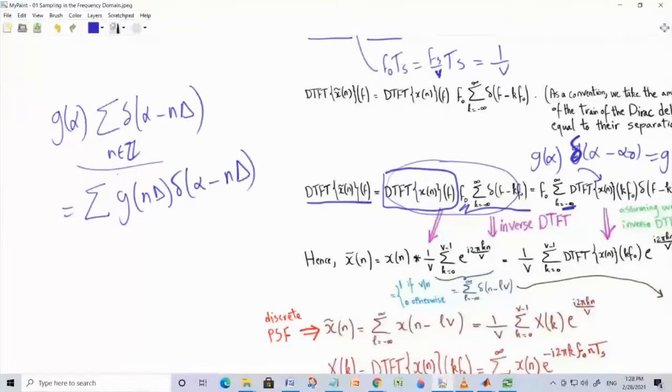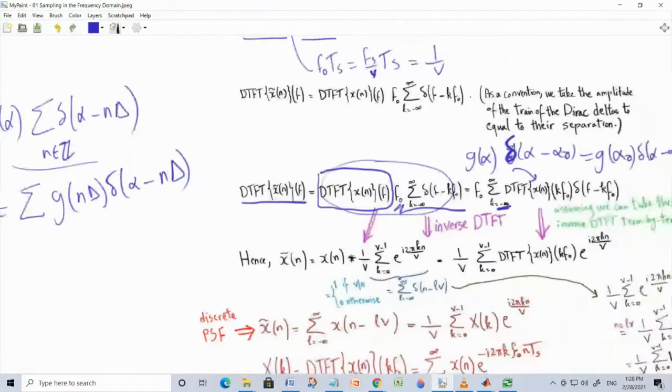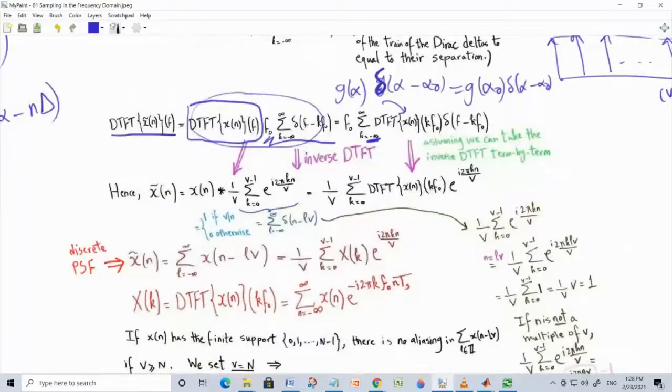But this is a general framework for converting a G of alpha, where alpha is a real parameter, to G of n delta. Okay, so what we will do here is take the inverse discrete time Fourier transform of our new signal. So x tilde is the signal whose spectrum is the spectrum of x of n, but now it is multiplied by this train of Dirac deltas. So x tilde of n. What is the inverse Fourier transform of this product?